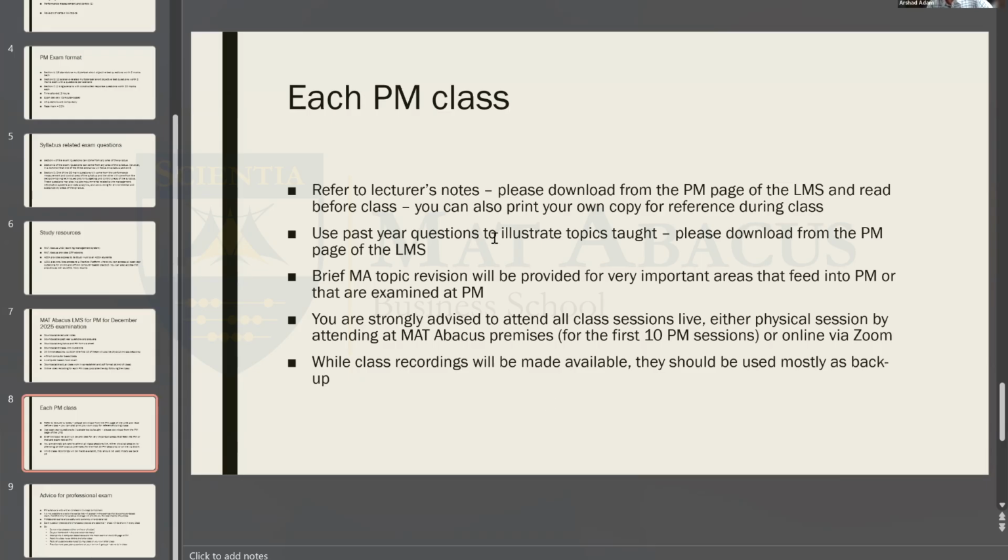Then you use the past year questions to illustrate topics taught. I will do that in class. So download them, I showed to you just now. We will do brief MA topic revision where necessary for important areas. So even if you forgot something from your previous study, I will revise for you in class. You're strongly advised, as I mentioned, to attend all classes live, either physically at MAT Abacus premises for the first 10, or online. Even if it's online, you need to attend via Zoom. While class recordings will be made available, they should be used mostly as backup, which I've already explained to you just now.